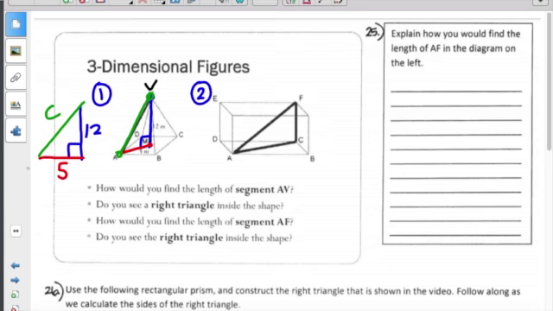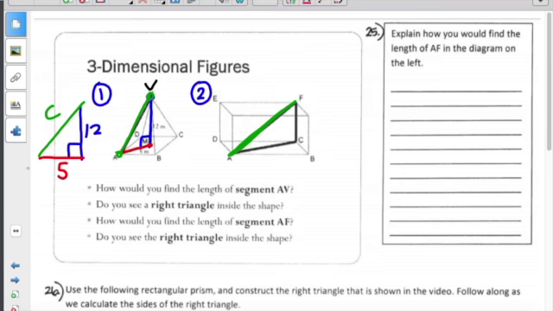Okay, and then looking on to our second diagram, our rectangular prism or our box. Do you see a right triangle there? And how would you find the length of segment AF? So we're looking for AF. Is that a leg or the hypotenuse? Do you see the right triangle in the shape?